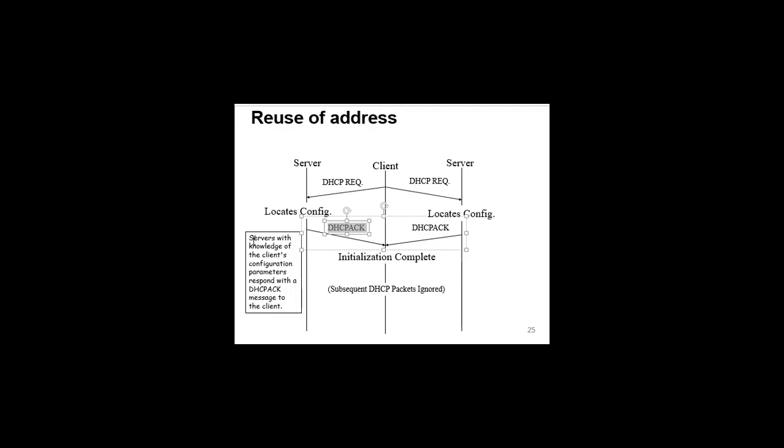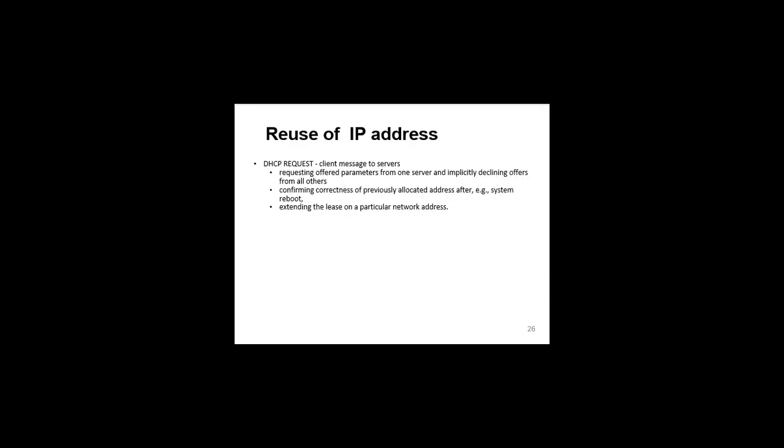Servers with knowledge of the client's configuration parameters respond with the DHCP acknowledgement to the client. If any server was not associated with you during the previous phase, it will not send you anything, and its packets will be ignored. So this is the overall process of reusing an IP address. This is the theory, and it is mentioned over here.